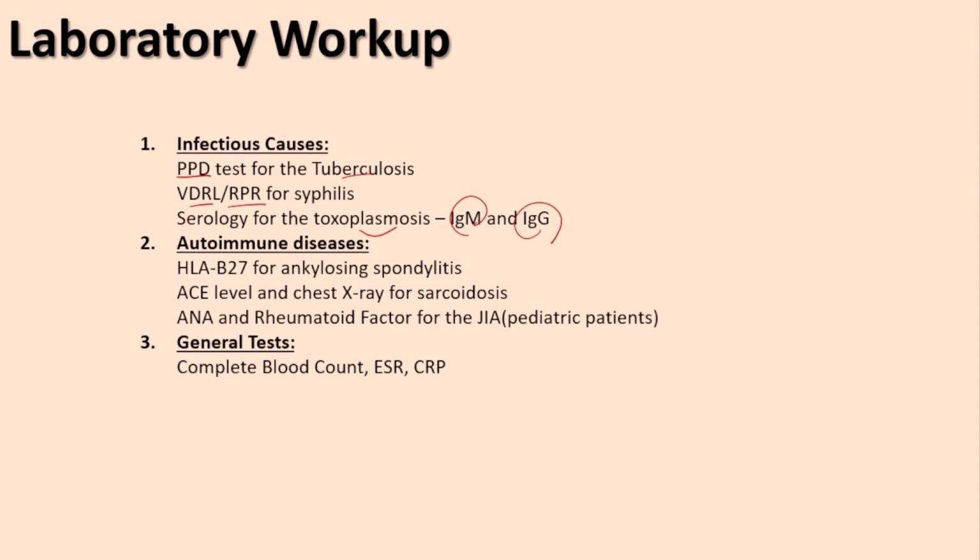For autoimmune diseases, do not forget that you have to do testing for HLA-B27 for ankylosing spondylitis, measurement of ACE level, and chest X-ray for sarcoidosis. And for other rheumatological diseases that can cause uveitis, we can do ANA and rheumatoid factor, for example, for juvenile idiopathic arthritis. We have other tests, for example, complete blood count, ESR, and CRP, which can help you to make the definitive diagnosis of the underlying cause.